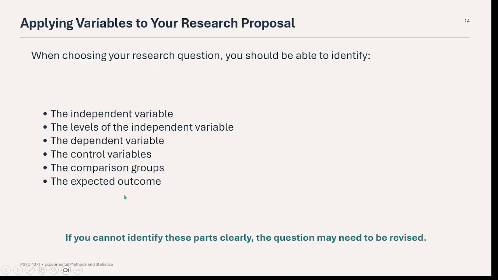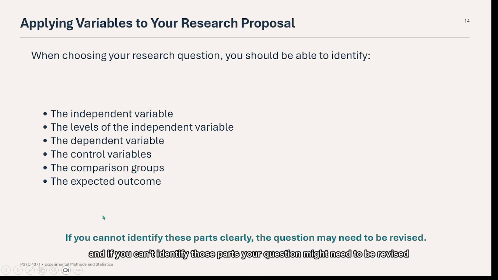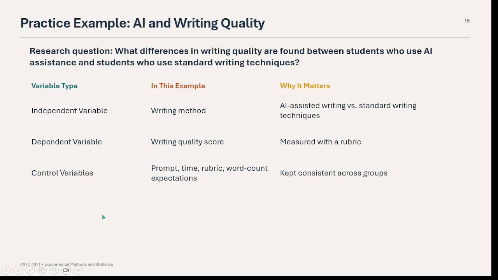So when you're choosing your research question, you need to be able to identify your independent variable, levels of that independent variable, the dependent variable, the control variables, the comparison groups, and the expected outcome. And if you can't identify those parts, your question might need to be revised.